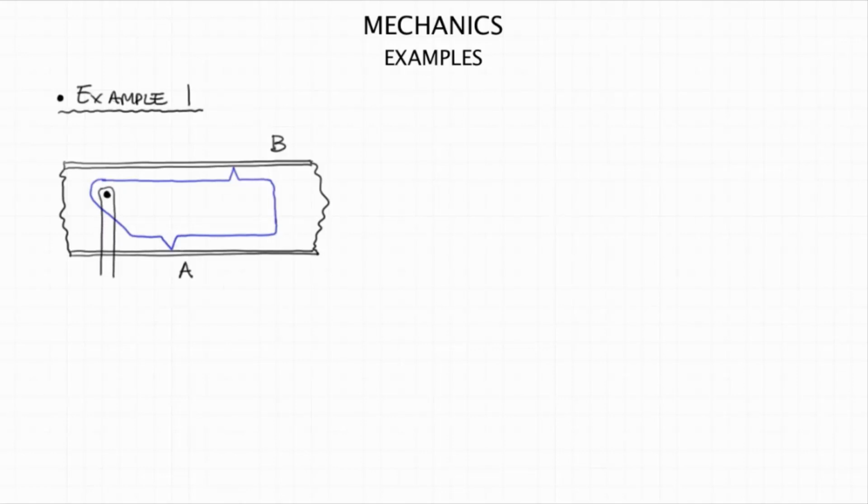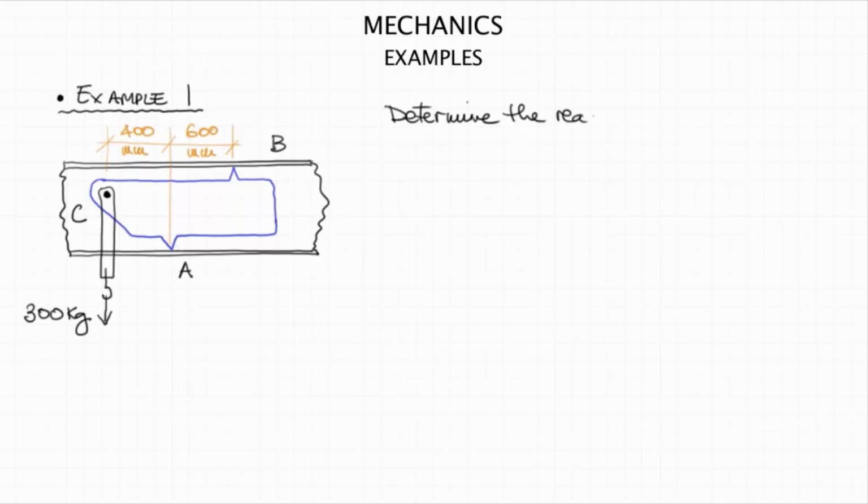and at the left end of the slider there's a device with a hook which can support a mass of 300 kilograms. So that would be point C on the slider. So the whole device can act as a crane, as a lifting device. Now, a few dimensions in the horizontal directions. Between A and C there are 400 millimeters and 600 millimeters between A and B. What you need to calculate now is the reaction forces at points A and B.